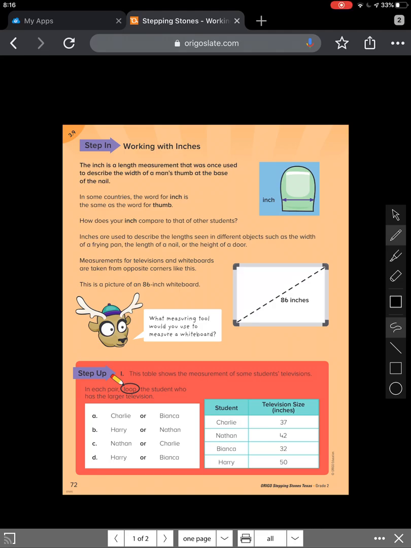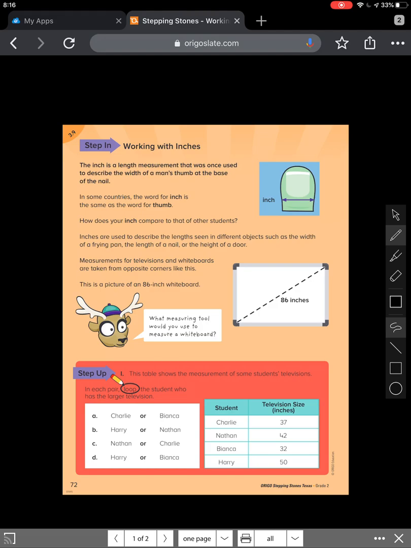Today's Origo is working with inches 3.9. The inch is a length measurement that was once used to describe the width of a man's thumb at the base of the nail. So just like it shows right here in the picture with the thumb, it's talking from side to side horizontally. In some countries, the word for inch is the same as the word for thumb. How does your inch compare to that of other students?